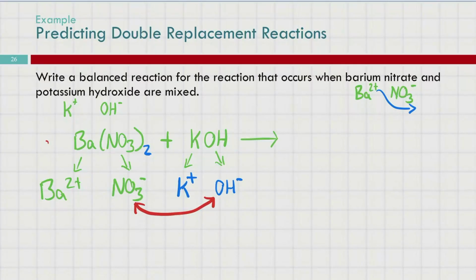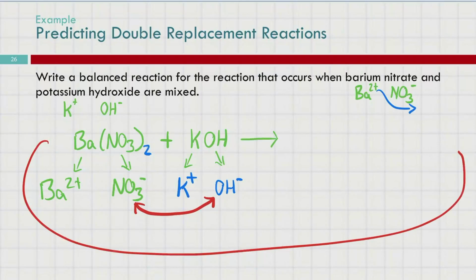So we're kind of moving in a counterclockwise direction for the flow of solving this problem. You don't have to do it this way, that's just how I do it. So barium 2 plus is now matched up with the hydroxide after the swap, and potassium is now matched up with nitrate after the swap.